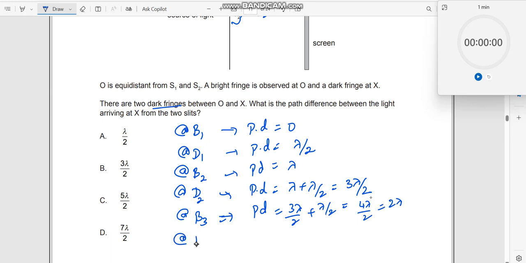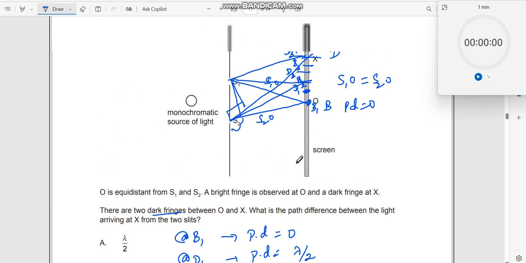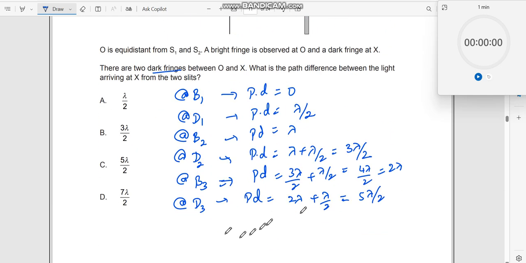Then what do I need at D3? At D3, the path difference would be 2 lambda plus lambda by 2, which is equal to 5 lambda by 2. Have we arrived at the target? Let us look at it. Where do I need it? I need it at D3, right? We have come to D3, yes, which is 5 lambda by 2. So the answer should be 5 lambda by 2. Okay. Let us move on to the next.